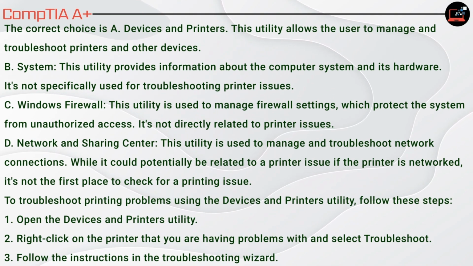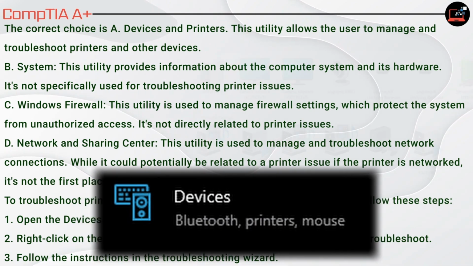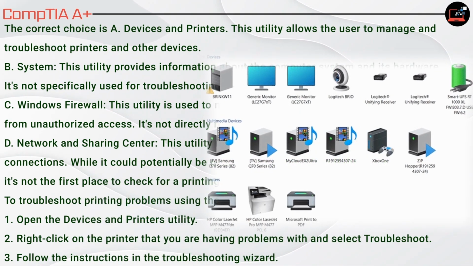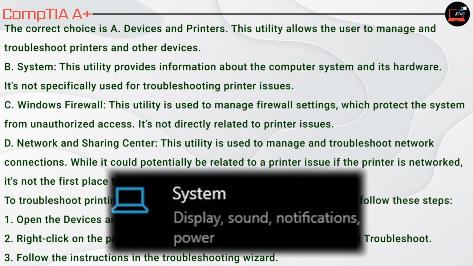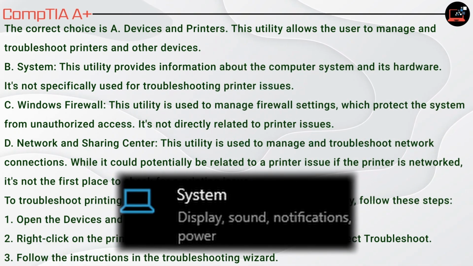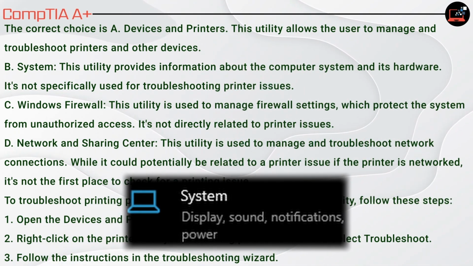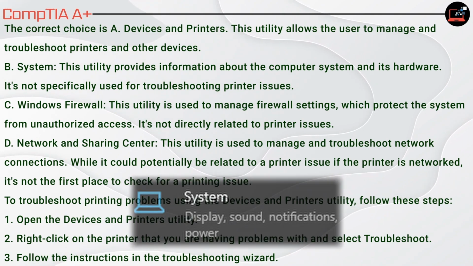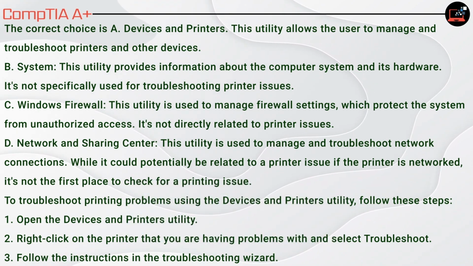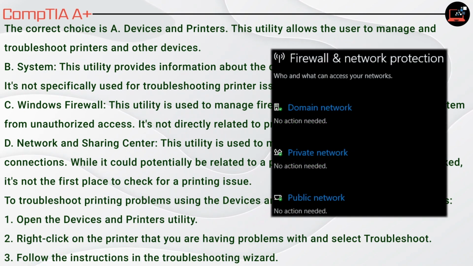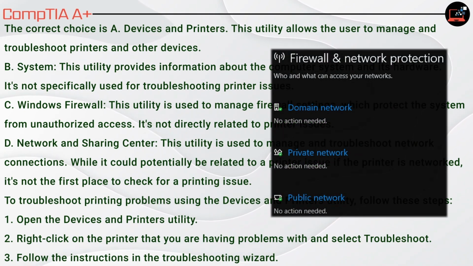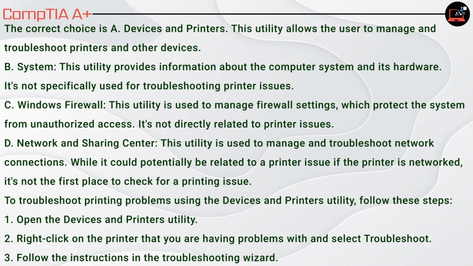The correct choice is A. Devices and Printers. This utility allows the user to manage and troubleshoot printers and other devices. B. System. This utility provides information about the computer system and its hardware. It's not specifically used for troubleshooting printer issues. C. Windows Firewall. This utility is used to manage firewall settings which protect the system from unauthorized access. It's not directly related to printer issues.